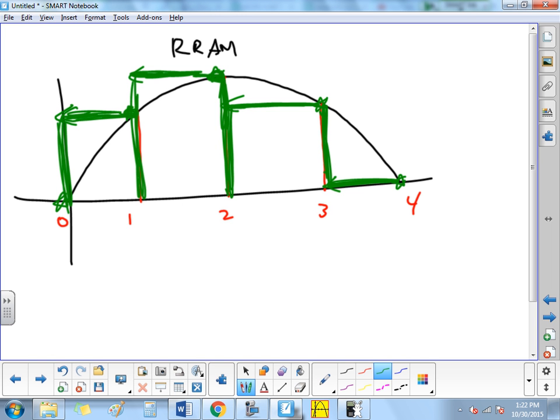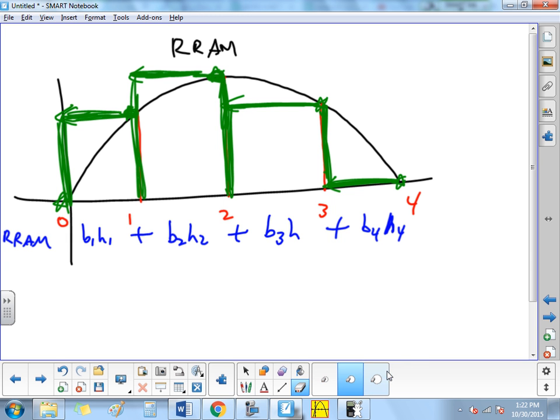So it turns out that LRAM and RRAM are going to give us the exact same results, but that is typically not the case. It's true on this problem. Let's just go ahead and write down the area of the 4 rectangles. So here we have B1, H1. That's the area of the first one. This one's going to be B2, H2, B3, H3, and B4, H4. These are like your 4 areas. We'll then add these all together to get our RAM approximation. Okay? That's our plan.